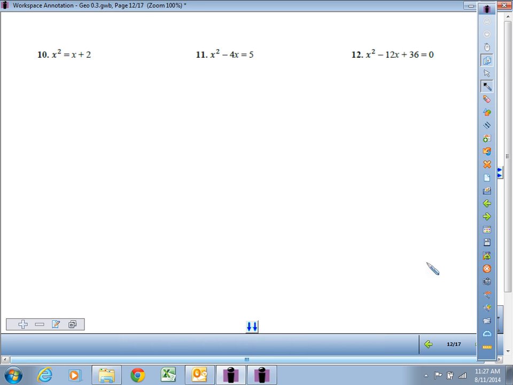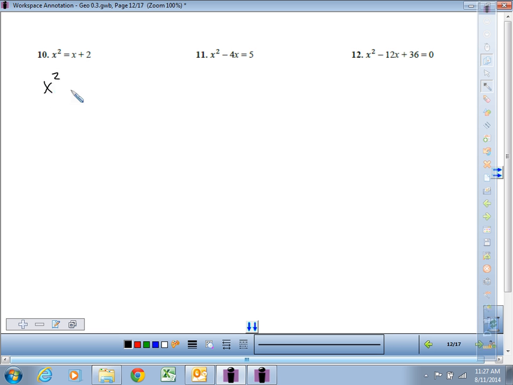Alright, let's move on. Now we're going to get a little harder here, because if you look at this, this one is messed up because it's not equal to 0. So let's put it equal to 0. I'm going to move the x over and the 2 over, so I'm going to go x squared minus x minus 2 equals 0. Now we're ready to roll.